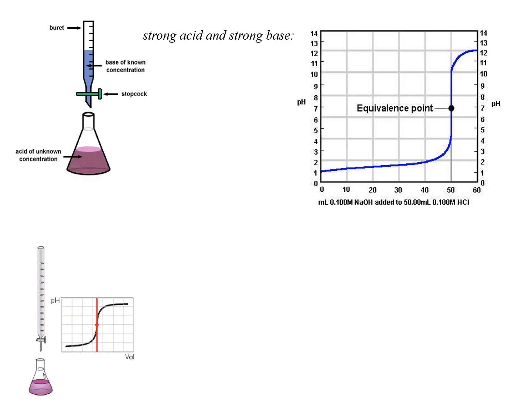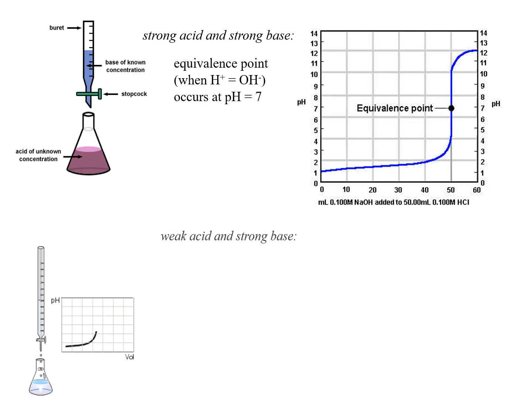And the equivalence point would turn out to be at a pH of 7, because right at that moment, all of the acid and all of the base would have reacted with each other, and you would have just gotten a salt and water. And water is neutral, and you get a pH of 7. Okay? So the equivalence point occurs at a pH of 7 for a strong acid and a strong base.